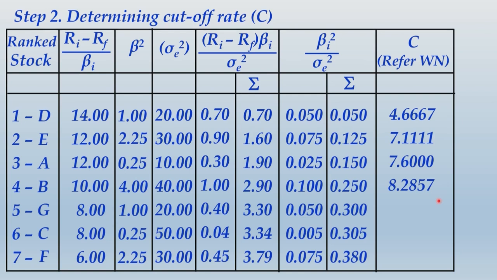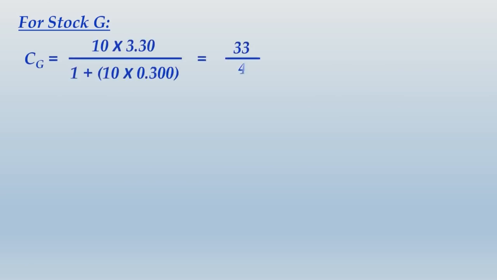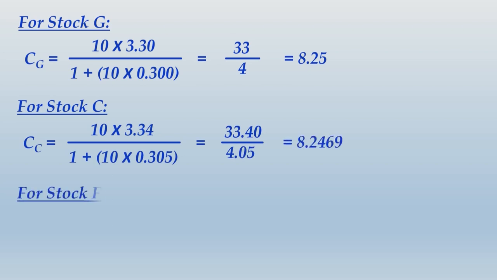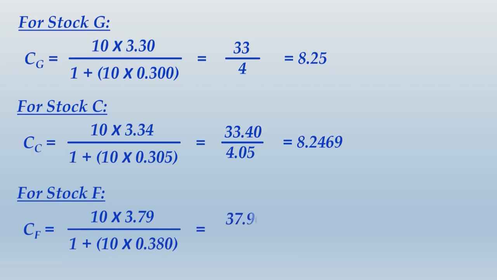And finally, let us move ahead and make the other remaining calculations. For stock G, for stock C, then for stock F at the end. So this will be the last part of your working. Finish writing this and then we go back to the table and fill it up.